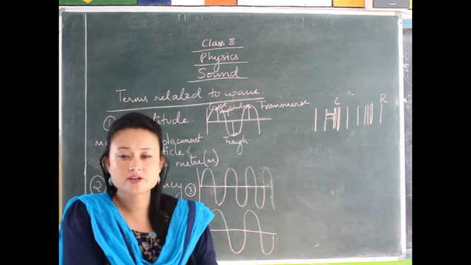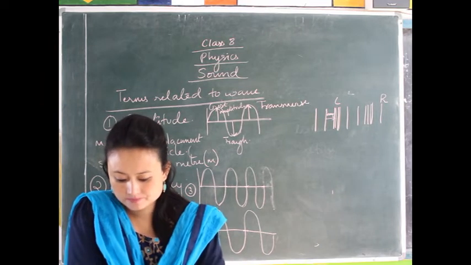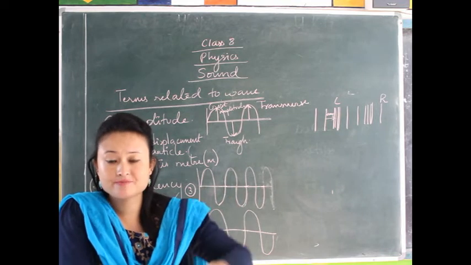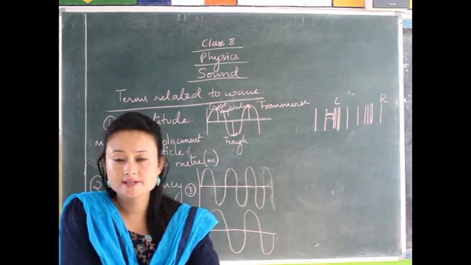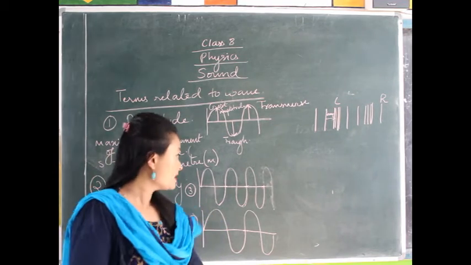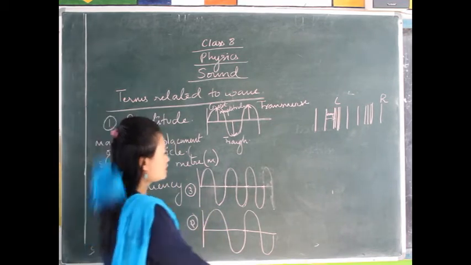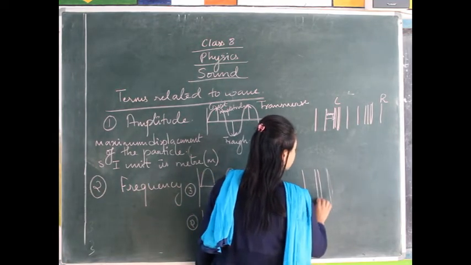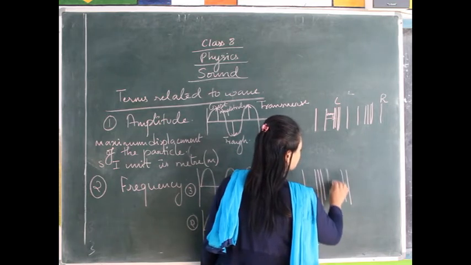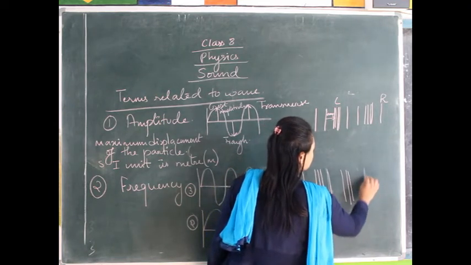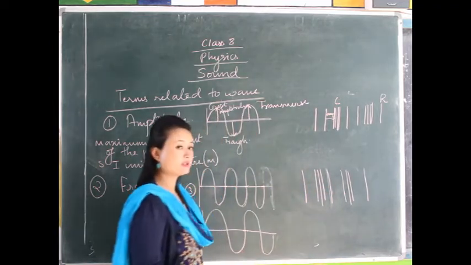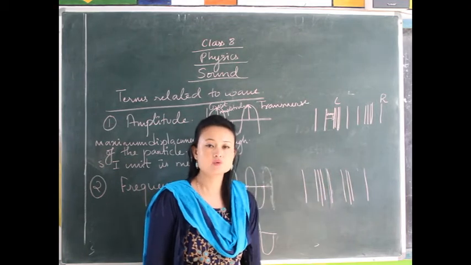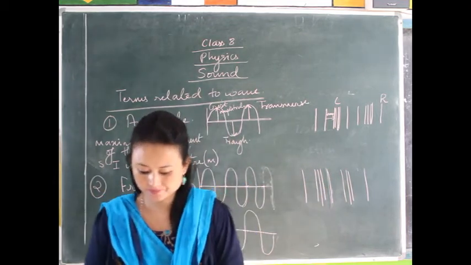So what is frequency? Frequency is the number of vibrations in 1 second, or how many times the particle can vibrate in 1 second. This is in case of a transverse wave. For a longitudinal wave, how many times it can complete the compression and rarefaction would define its frequency.